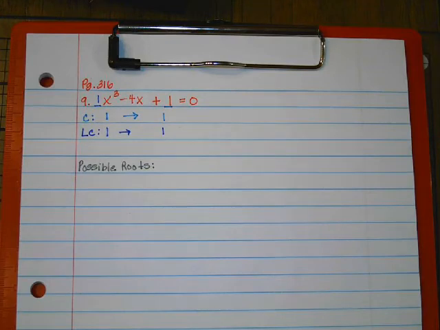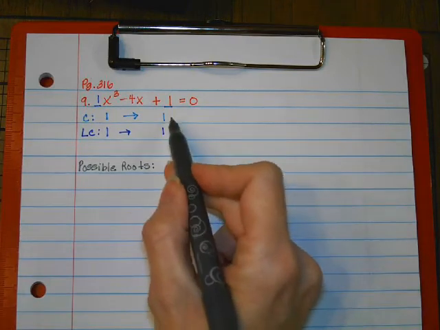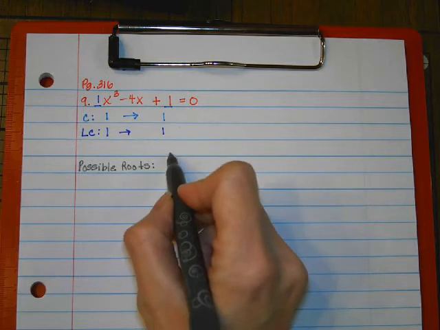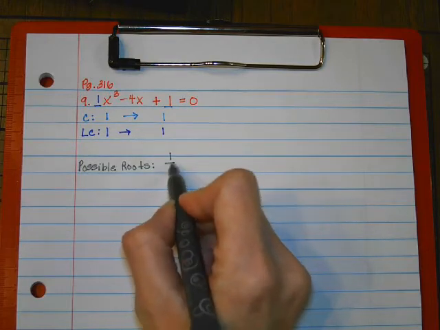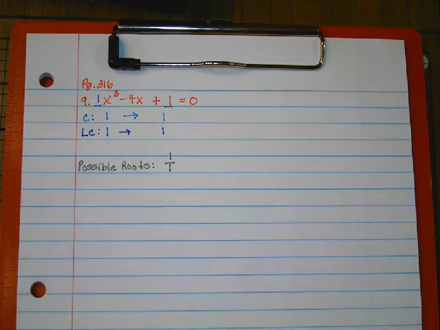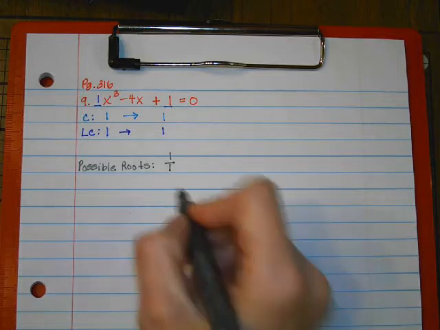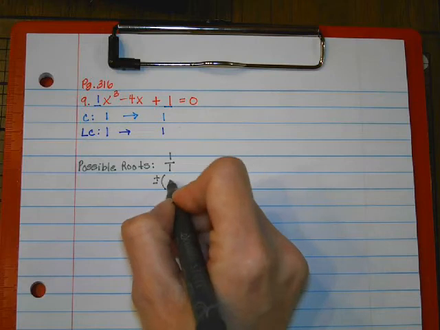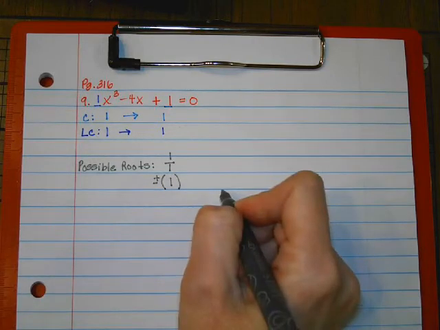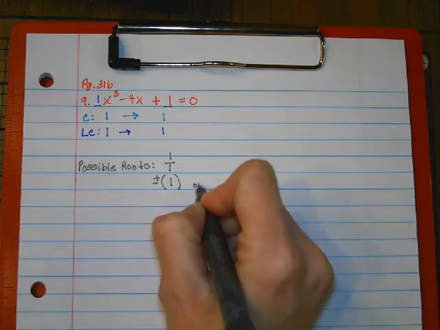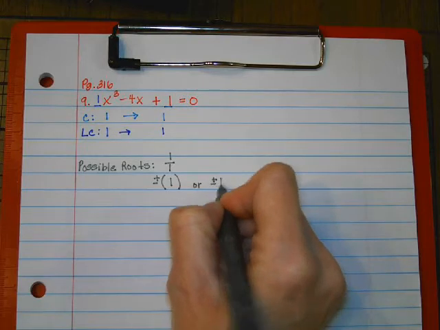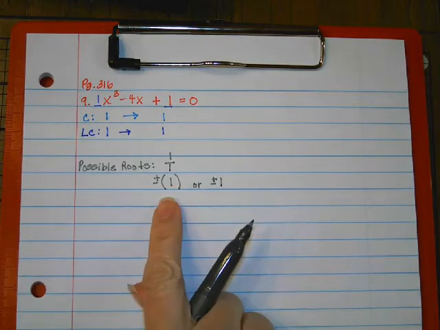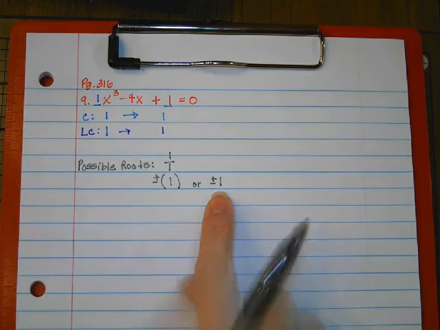Alright, so from here, this is where we're going to take the factors of our constant, which is 1, and we're going to put it over the factor of the leading coefficient, which is 1. And then we're going to come down here and show everything being reduced. So 1 divided by 1 is 1, so plus or minus 1. Or if you just want to write plus minus 1.